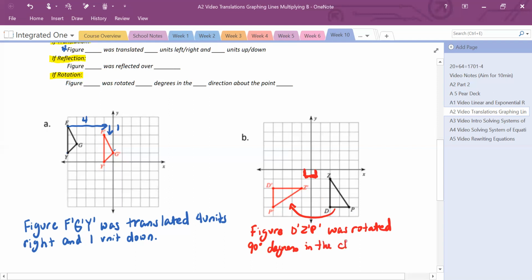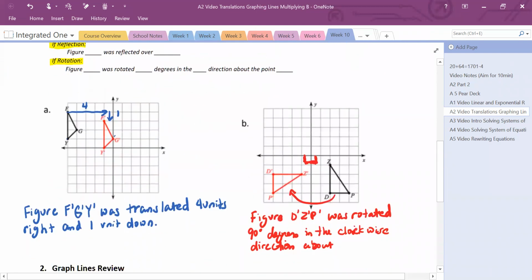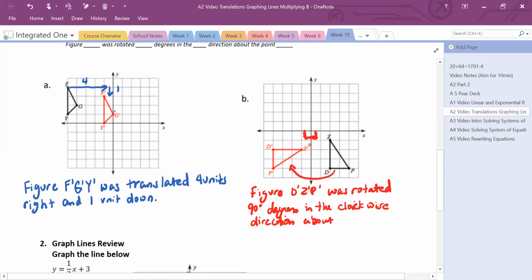in the clockwise direction about, remember that point of origin, that point of rotation, excuse me. So that point of rotation is going to be your origin, 0, 0.